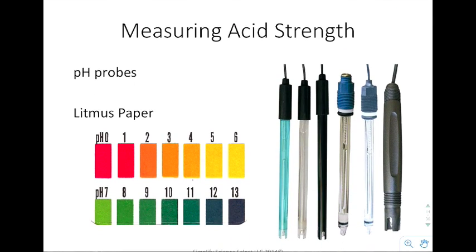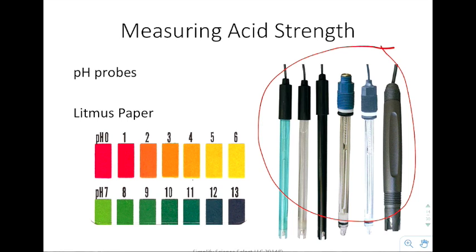Okay, whenever you're measuring the strength of acids, you look at it in terms of pH. Now we're going to measure it with something called a pH probe. The pH probe is one of these devices right here that is used to determine the amount of hydronium ions that are actually in a solution. Whenever you do that, it's going to put it on a scale from 1 to 14, or 0 to 14.